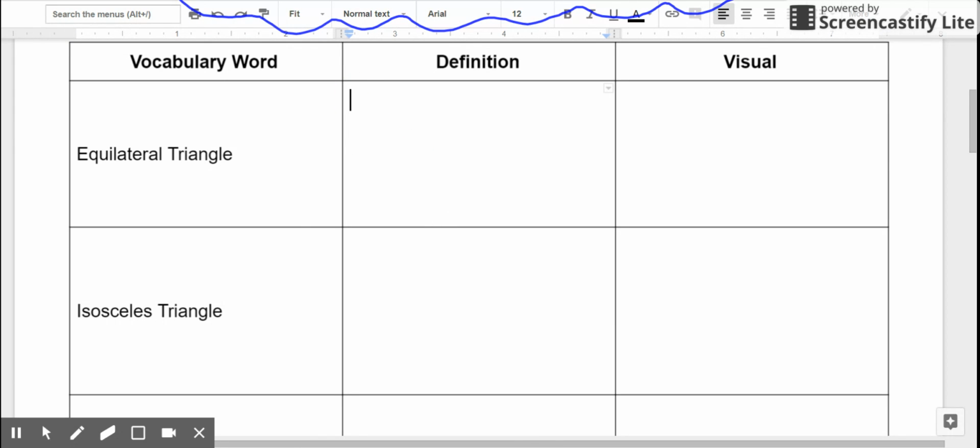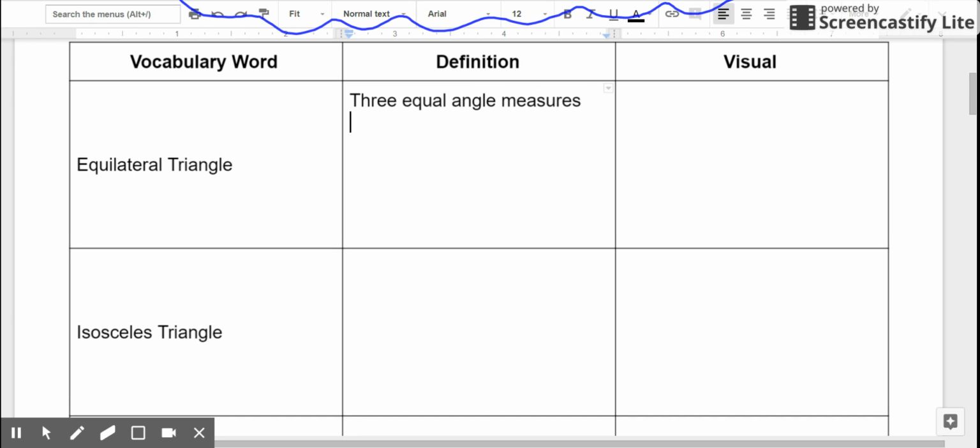Whatever you see on your screen, you should write down on your paper. Please feel free to pause the video if it's moving too quickly. An equilateral triangle is a triangle with 3 equal angle measures and 3 equal side lengths.